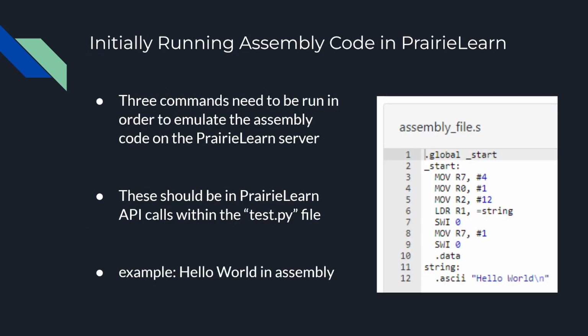To initially run assembly code in PrairieLearn, last video I left off on how to get the Docker image set up. If you just want to run any code, say I've got this hello world assembly file up on the right side, we need to run 3 commands. Inside of the test.py file within the question, you should have 3 of the PrairieLearn API calls in order to run commands on the Docker image that we created last time. There's a hello world example that I've been using to make sure this is all working on the right.